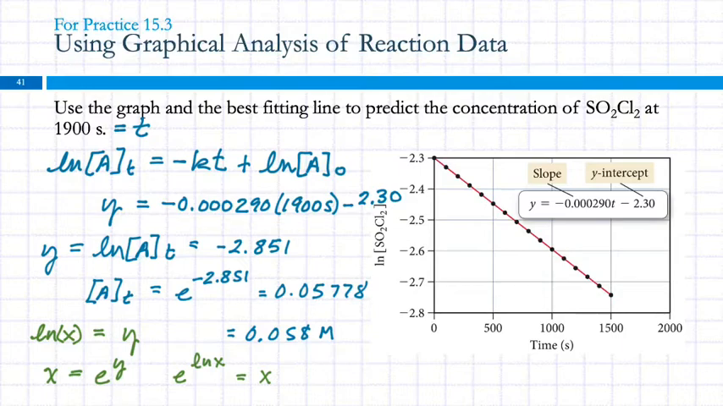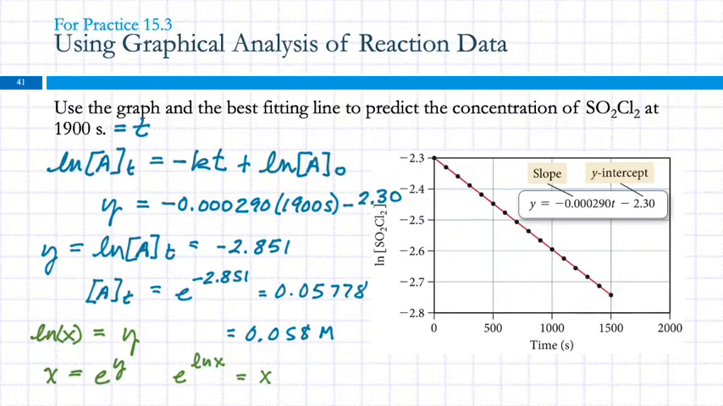Any other questions? Yes? I'm just a little confused with the equation where it says y equals log. So over here, we've got this data graphed, and so we know for this data that this is true. And I'm given a time, 1900 seconds. So I plug that in for t, and I calculate this side. I get minus 2.851. That is equal to y. On this graph, y is equal to the natural log of the concentration. Okay?